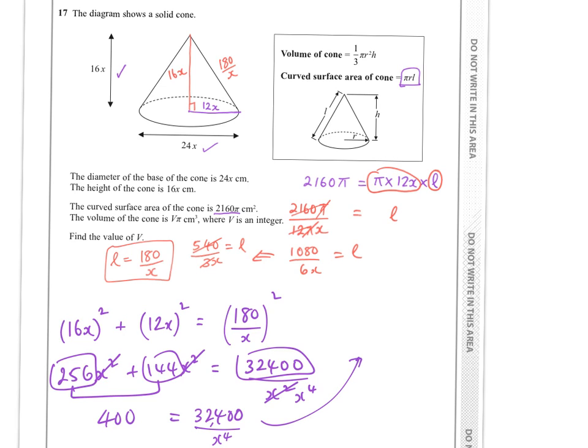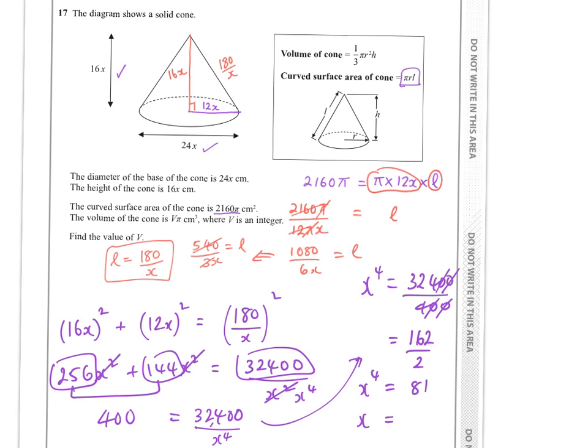And then from this, I would have x to the power 4 is 32,400 divided by 400. I don't need a calculator just yet because I can divide this through, cancel it down, and I can halve 324 to get 162, and then I can halve that again to get 81. And x to the power 4 is 81, means something times something times something times something is 81.